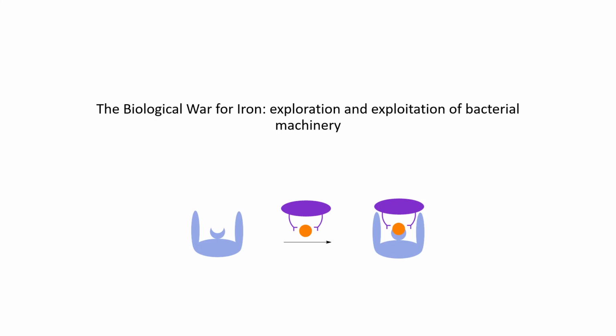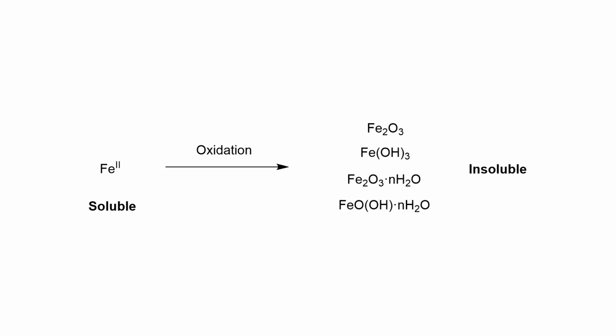Iron is an essential metal ion for growth, making it in high demand for many organisms. The increase of oxygen in the Earth's atmosphere led to a lot of previously soluble iron 2+ being locked away in insoluble iron oxides, beginning the biological war for soluble iron.